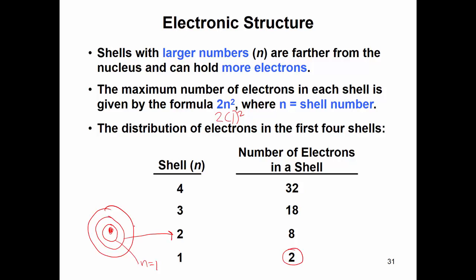The third energy level can hold 18, and N equals 4 can hold 32. So if I put a 4 here, 4 squared times 2 equals 32. All right, so as we increase energy, the further out we go from the nucleus, then the more electrons that we can have in a shell.